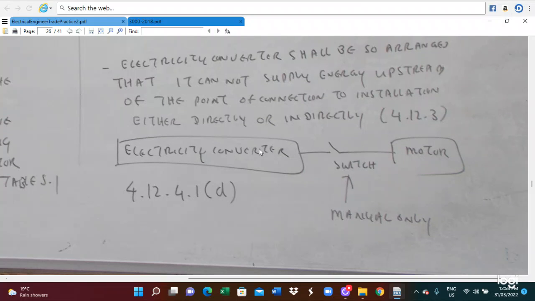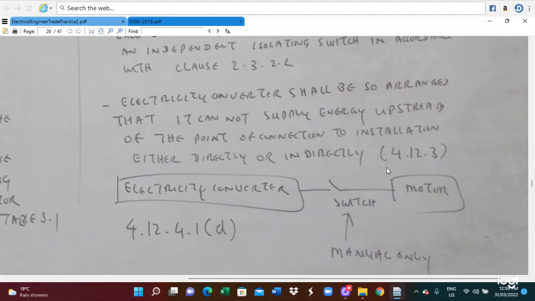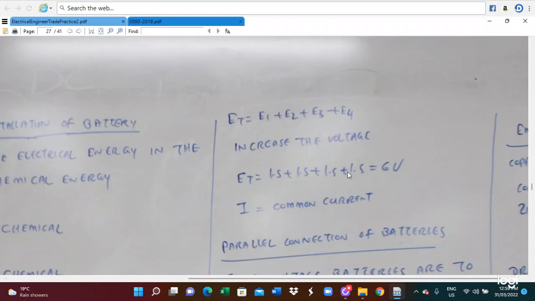Here is the electricity converter, and this is the motor. In this case, the electricity converter must follow clause 4.12.4.1D. And here is the switch. This switch must be a manual-only switch. This is clause 4.12.4.1D of AS3000. Those are the appropriate rules and regulations of AS3000.